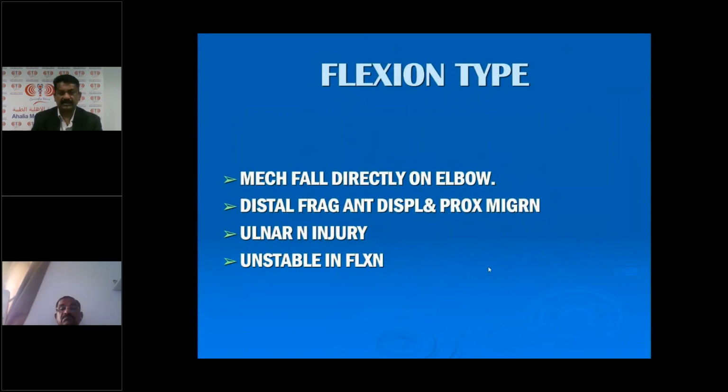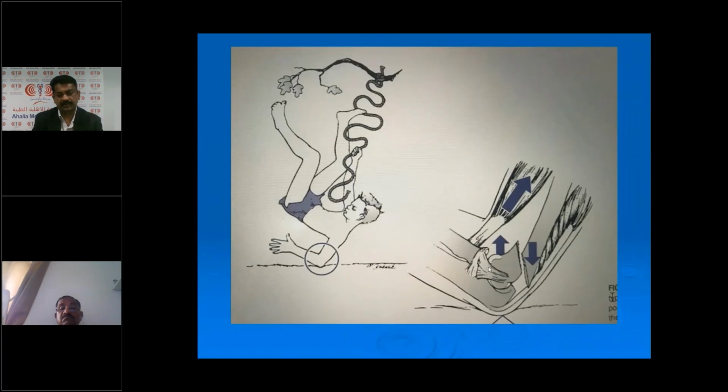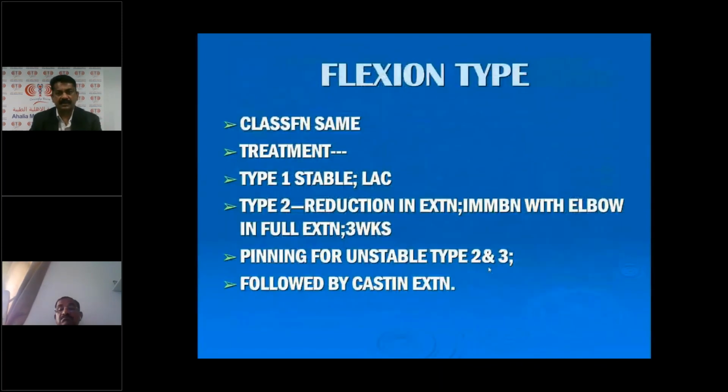Ulnar nerve injury is associated with this. It is very unstable in flexion. That is the importance of the supracondylar flexion fracture. So, fall on the point of the elbow, displaced anteriorly and proximally, unstable in flexion. So the classification is the same here.